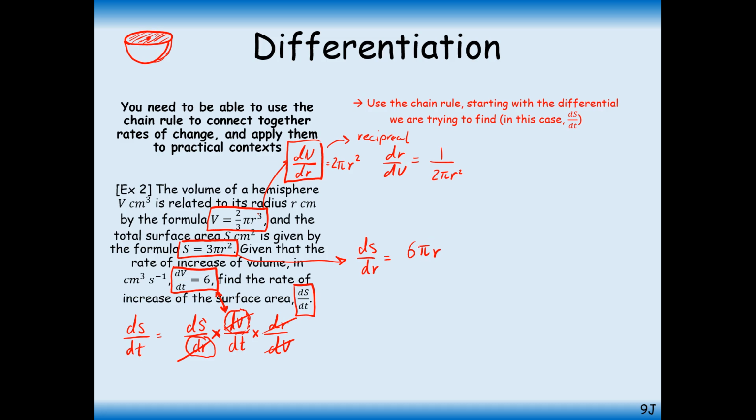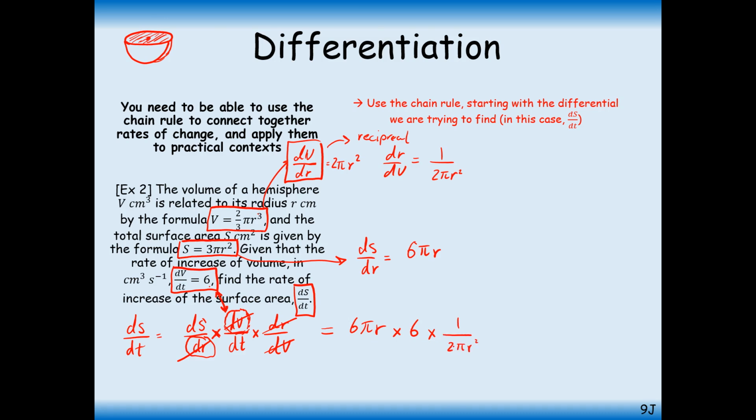Power of 2 will go down to power of 1. And we already know that dv by dt is 6. So let's substitute these expressions over here. ds by dr is 6 pi r, and multiply that by dv by dt, which is 6, and multiply that by 1 over 2 pi r squared.